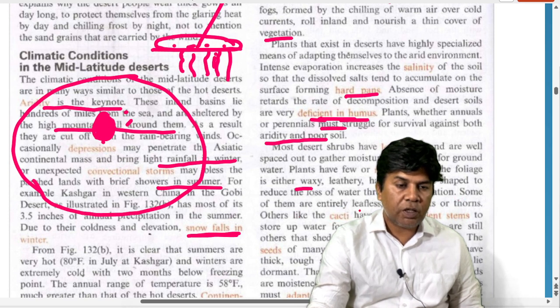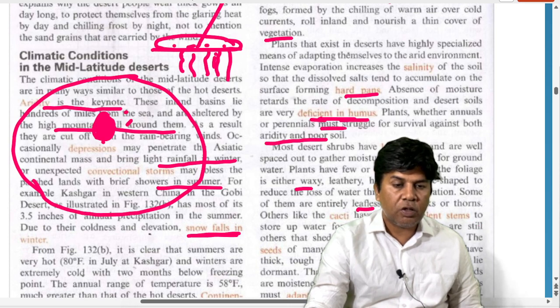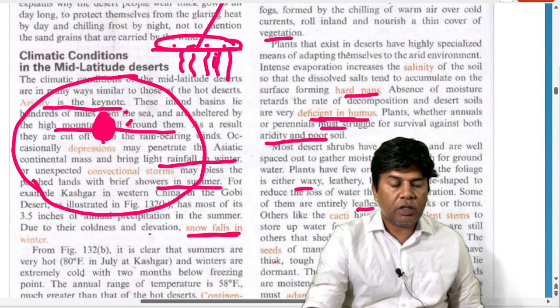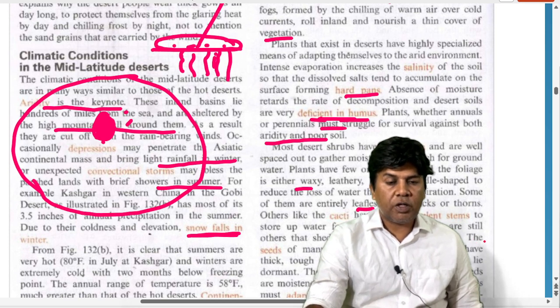Some of them are entirely leafless, with pricks or thorns. Others, like cacti, have thick succulent stems to store up water for the long drought. There are still others that shed their leaves during the drought. So this is another, the deciduous tree. There is another means of adapting to the dry climate.